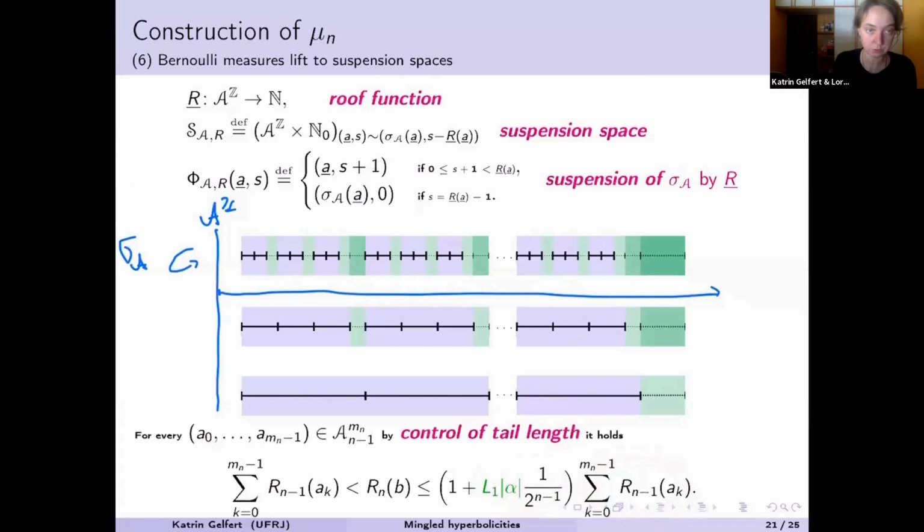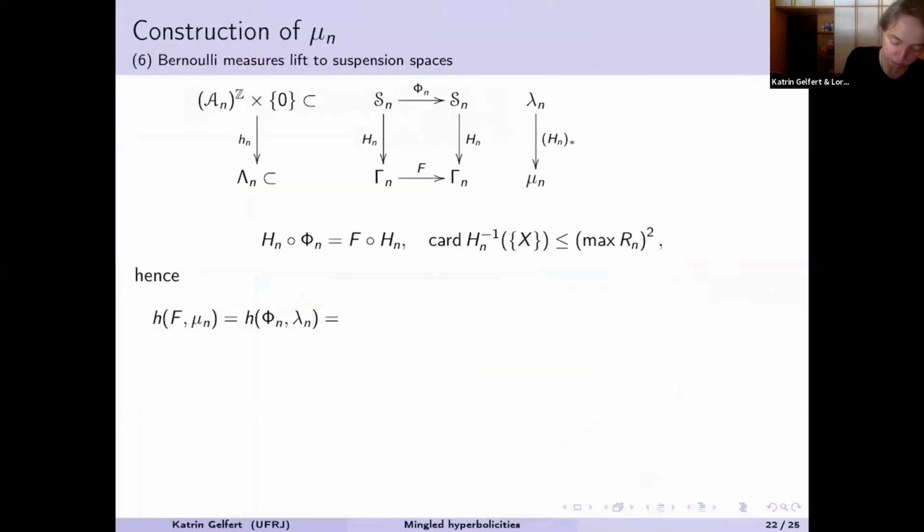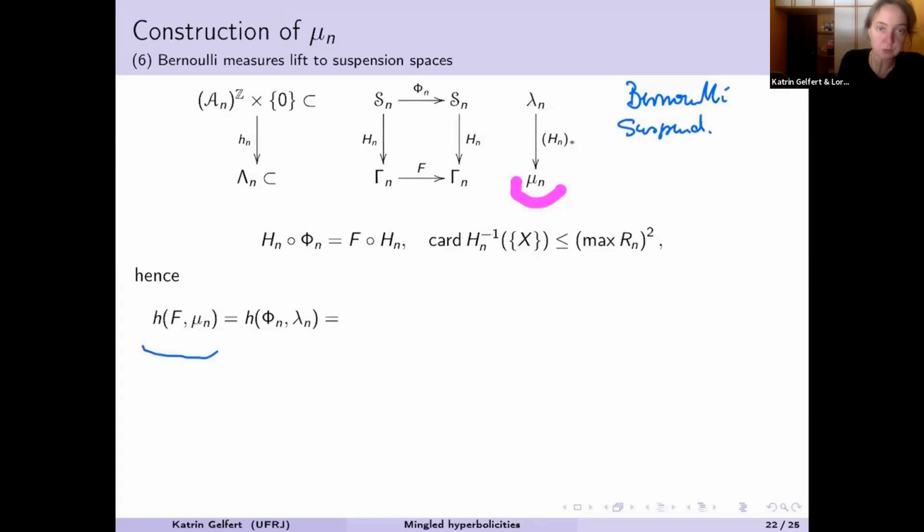I just want to say that you have here your abstract word space. You put there a Bernoulli measure on your base, on your abstract sequence space, and this lifts by your semi-conjugation to a measure on your horseshoe. So this is the image of a suspended Bernoulli measure. So the entropy of this suspended Bernoulli measure, I don't have time.